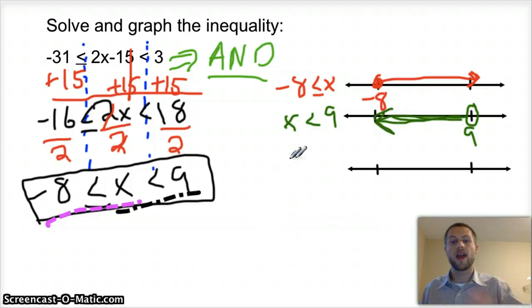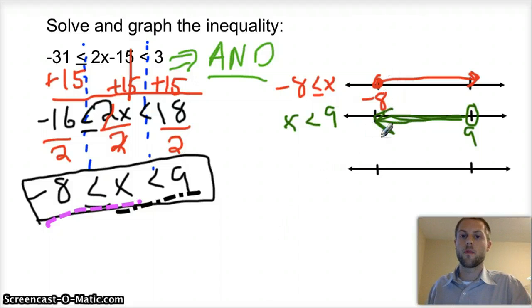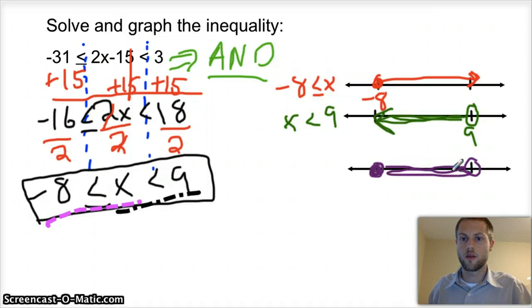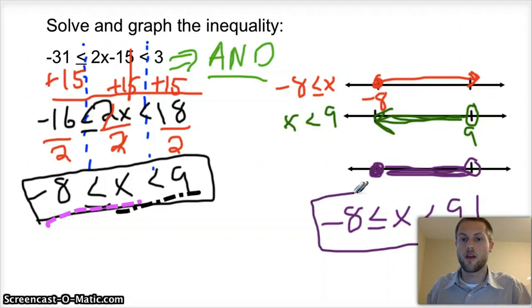Remember now that the "and" is wherever I have 2 lines overlapping. So I want to pretend to drag my pen across these 2 lines and see where the overlap happens. That's going to happen between negative 8 and positive 9. Closed circle over here, open circle over here. So my final solution set is negative 8 is less than or equal to x, which is less than 9. And there you have it.